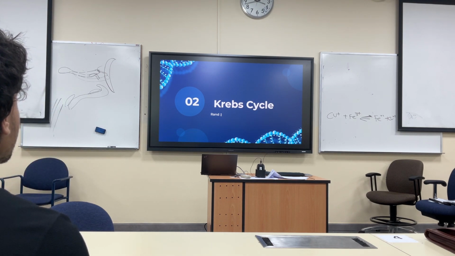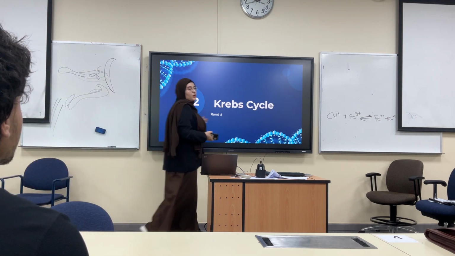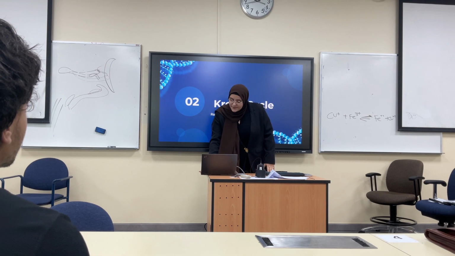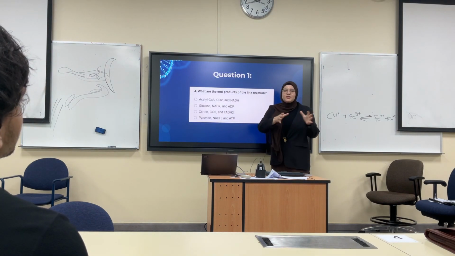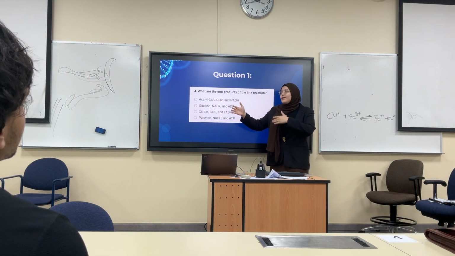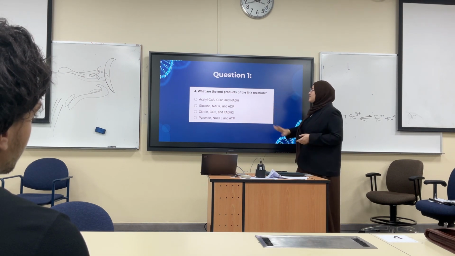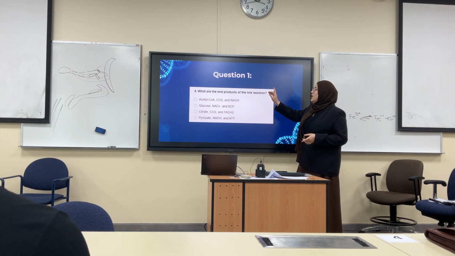Okay. Hello everyone. So now we're going to talk about the Krebs cycle and we're going to try to help you memorize it and solve some questions. And let's begin. So the first question, we're going to start easy and we're going to get a bit harder. So what are the end products of the link reaction? Is it A, B, C, or D?